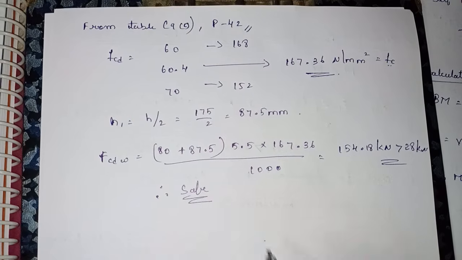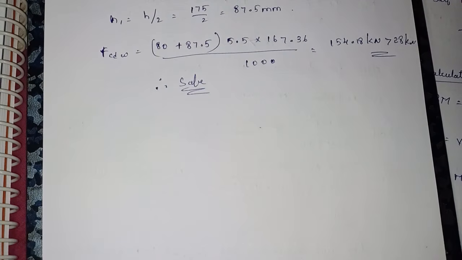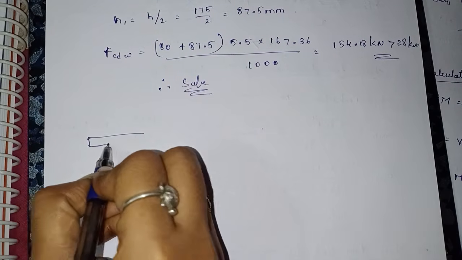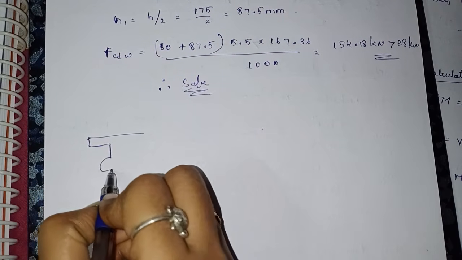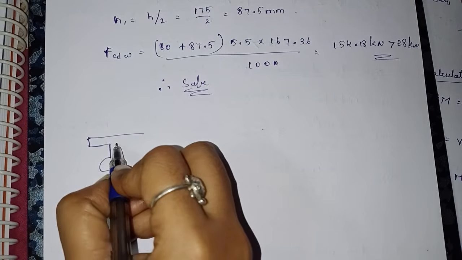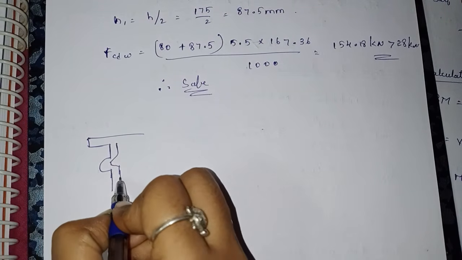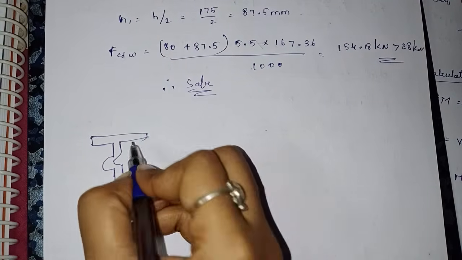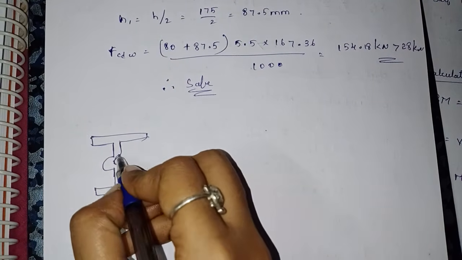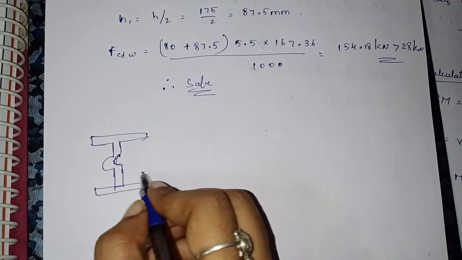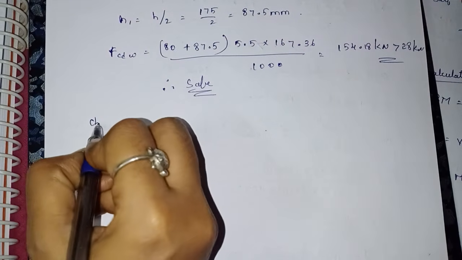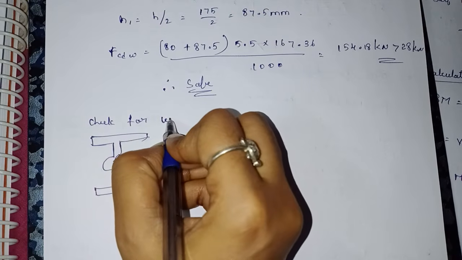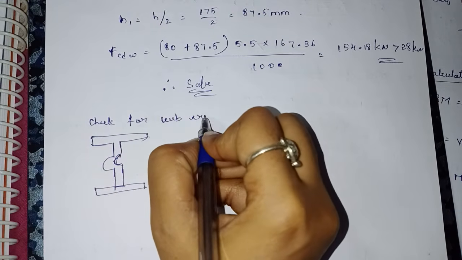Now we'll finally find out for crippling. Crippling is nothing but, if the I section is like this, it will cripple like this. It is the failure of the web in this manner. So this we call crippling. So the last check is check for web crippling.